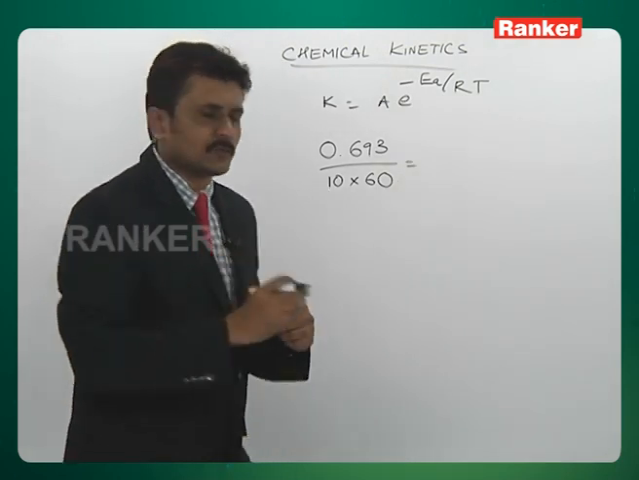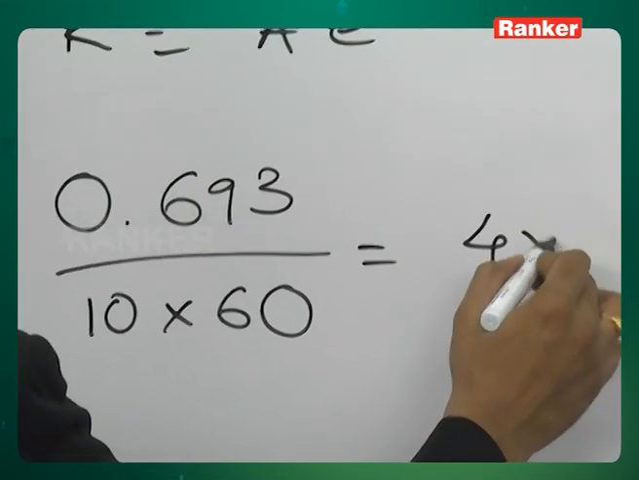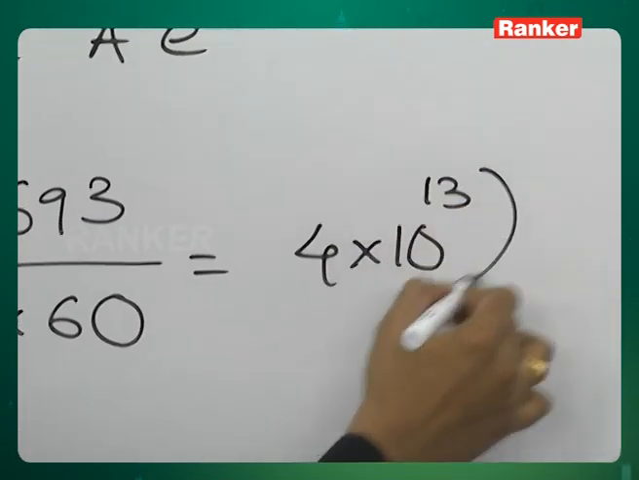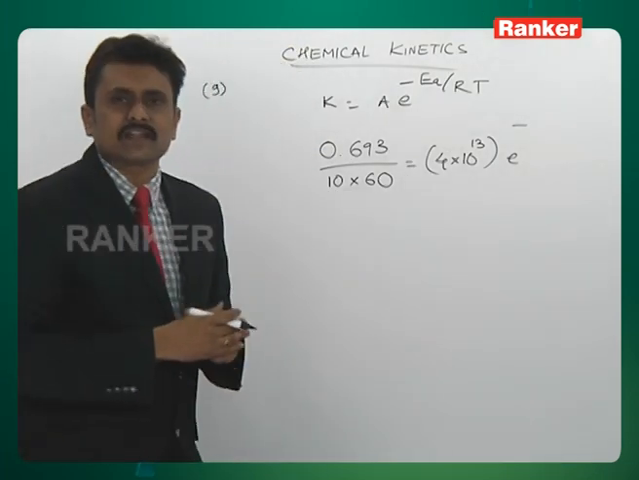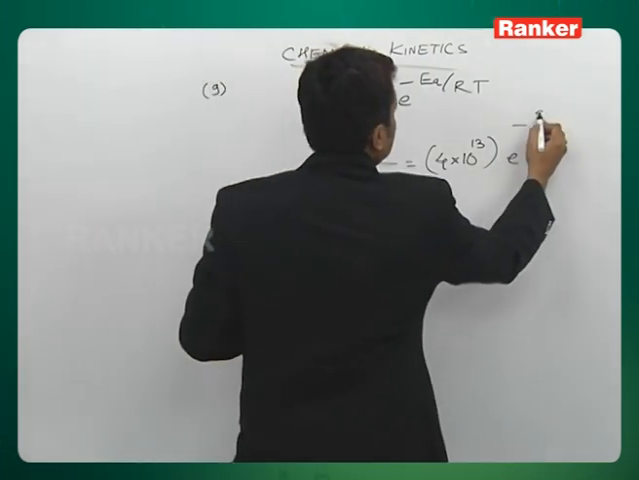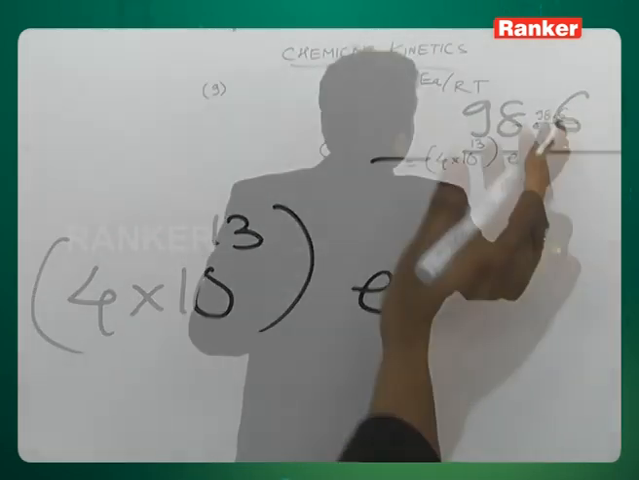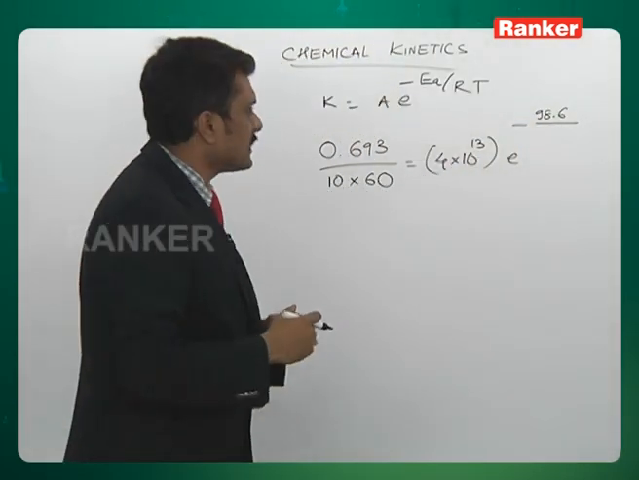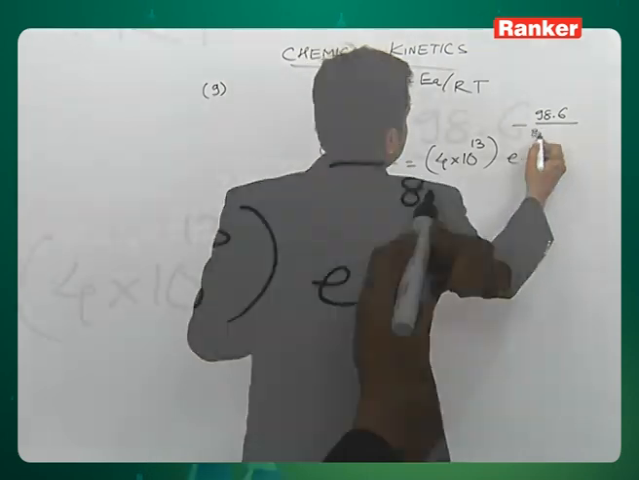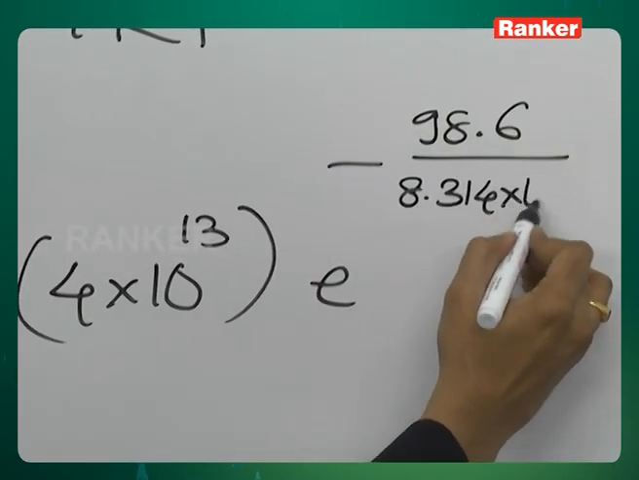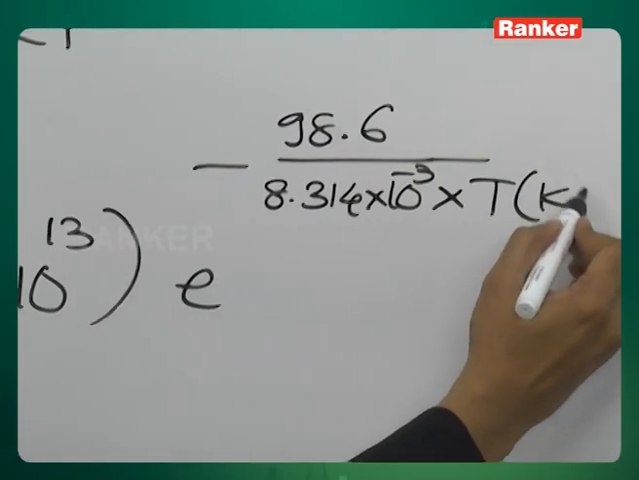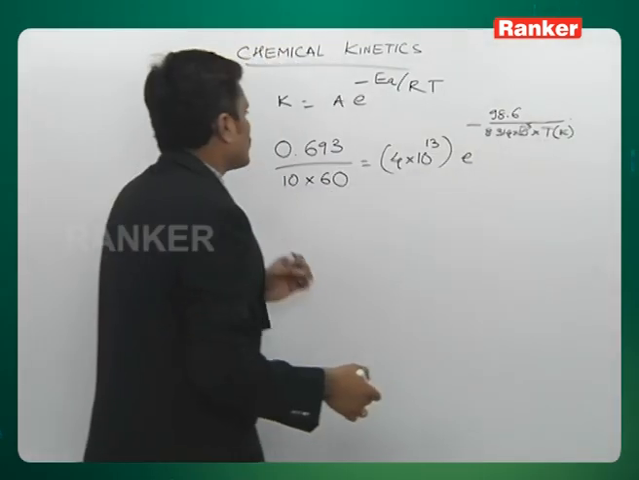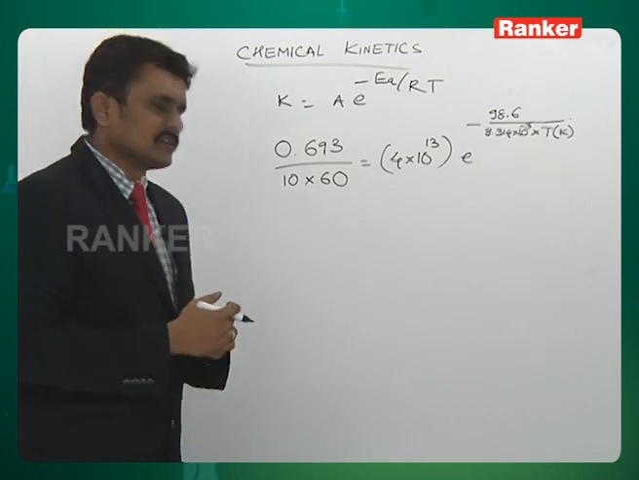The value of A is 4 into 10 to the power 13 collisions taking place per second, into exponential of minus the activation energy, which for this question is 98.6 kilojoule. Then when this is being taken in kilojoule, the value of R also should be in kilojoule, and you have been asked to find the temperature at which this whole thing is taking place. In all such cases, we will be using the logarithm.